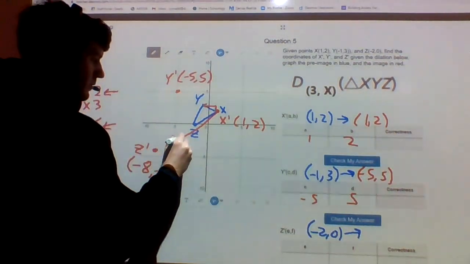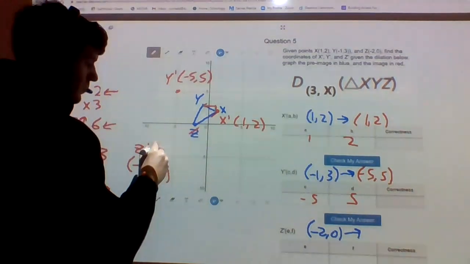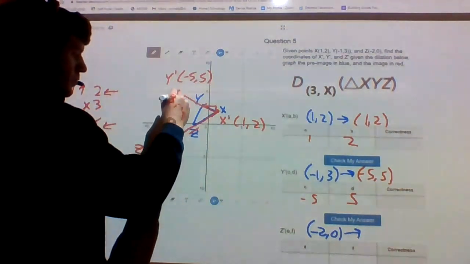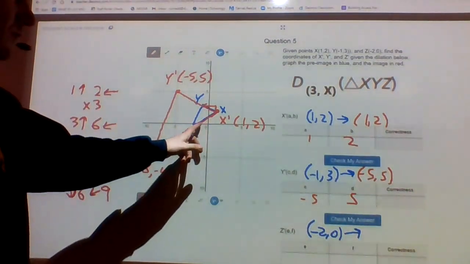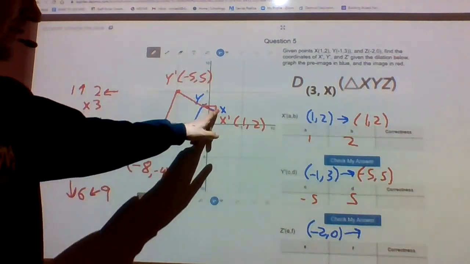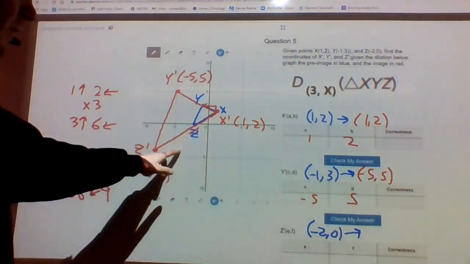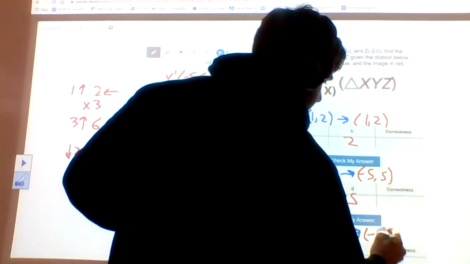That was really bad. Okay, so z prime. Okay, so we're expanding out that blue triangle by a factor of 3. So negative 2, 0. Right? We went down 2, left 3. We want to go down 6, left 9, and that's going to put us at negative 8, negative 4.